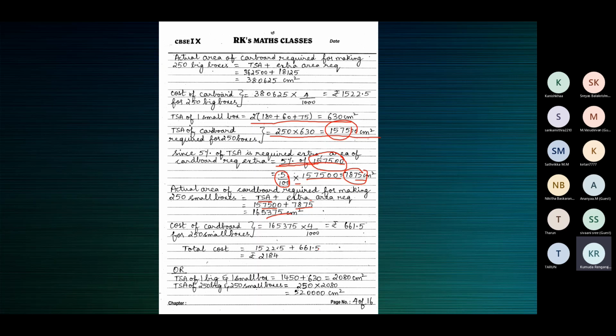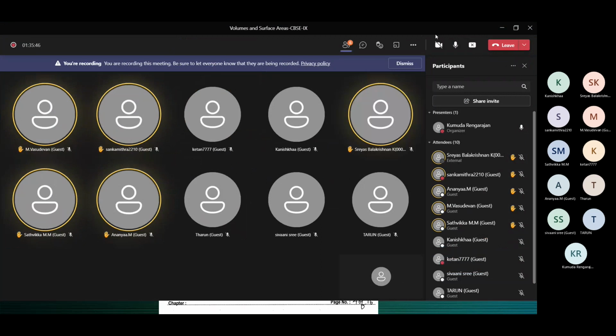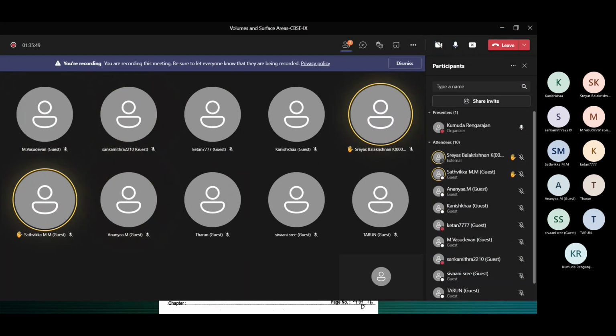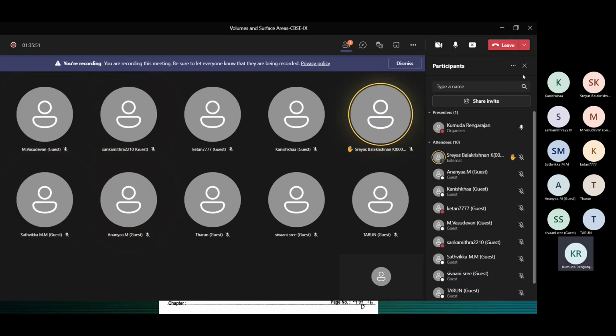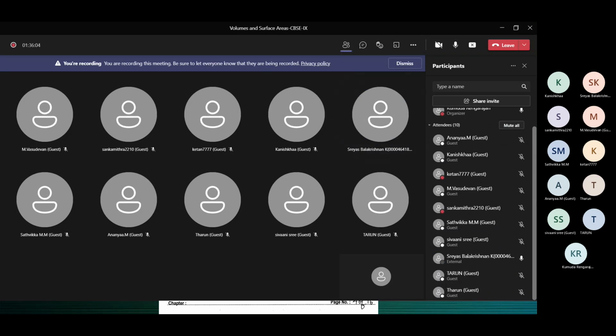Am I audible, children? Yes, ma'am. All right. Use the emoji. Lower your hand, children. Somewhere already lowered, I think. Shreyas. Ma'am, okay. Cannot lower my hand. All right.